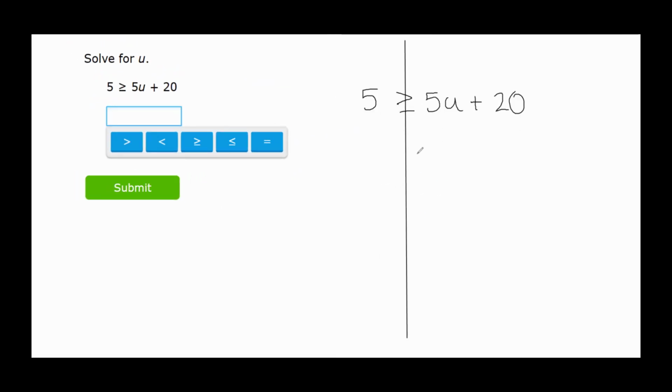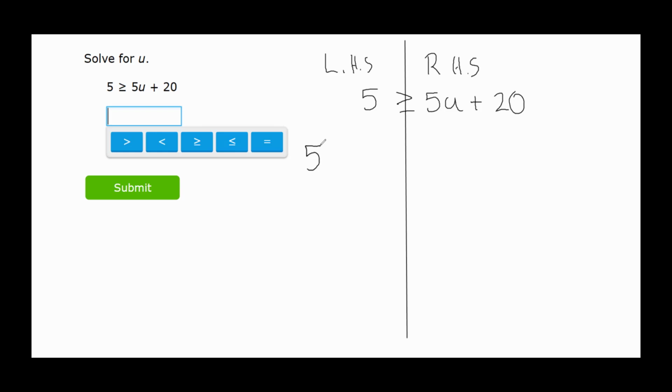Okay, we're trying to get U by itself. Notice that the variable is now on the right-hand side. It doesn't matter from a math perspective. From your perspective as a student, it may matter. So if you feel like you really want to put the variable on the left side and always do that, then rewrite it. But remember that with an inequality, when you do that, you have to also switch the inequality sign.